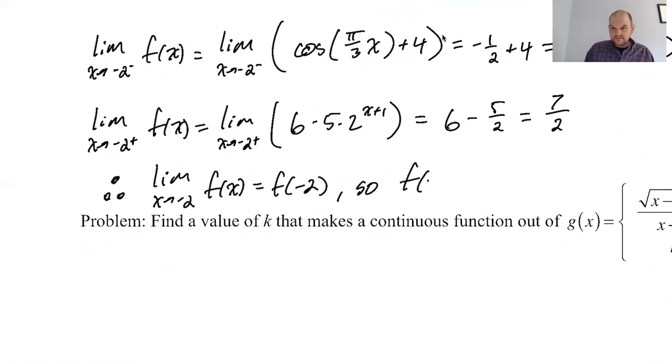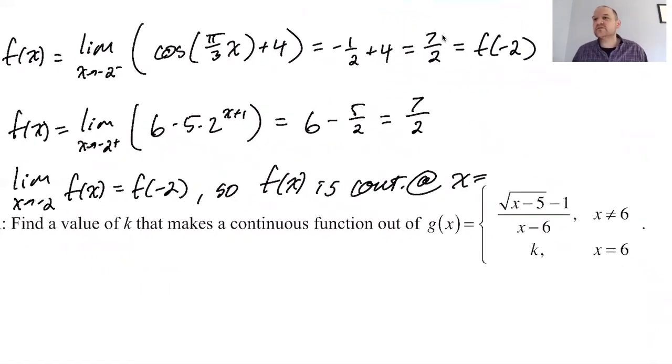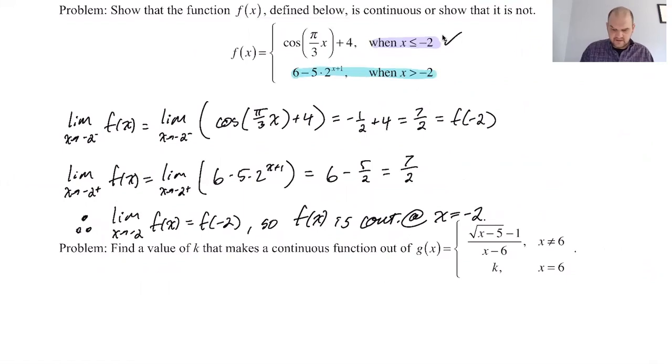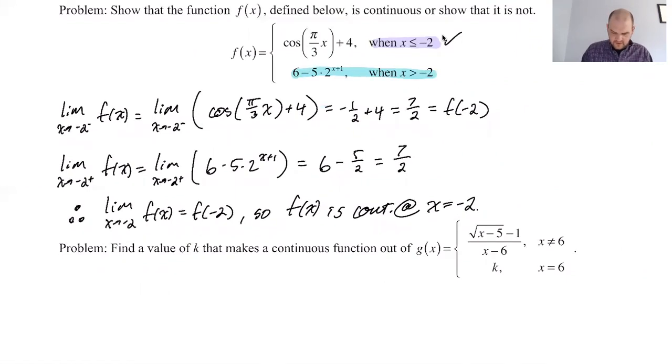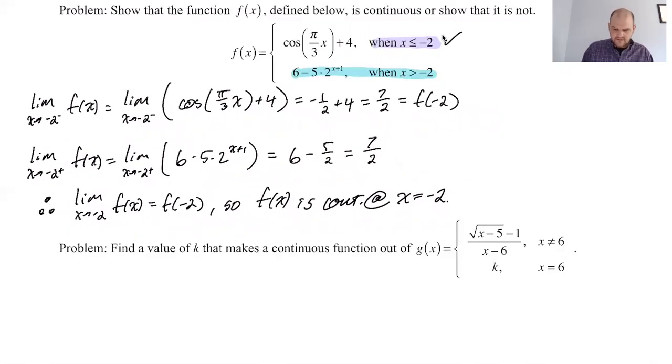So f of x is continuous at x equals -2. What is the question? At x equals -2. And then maybe I should move all this up and over, like this. I'm gonna move this up. You don't have the option of doing that. I apologize.